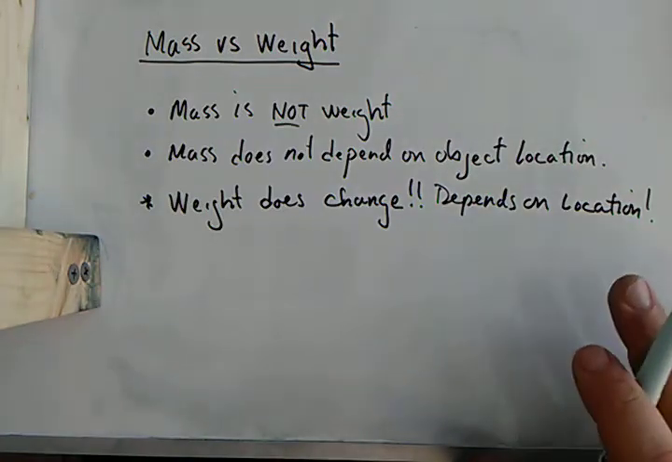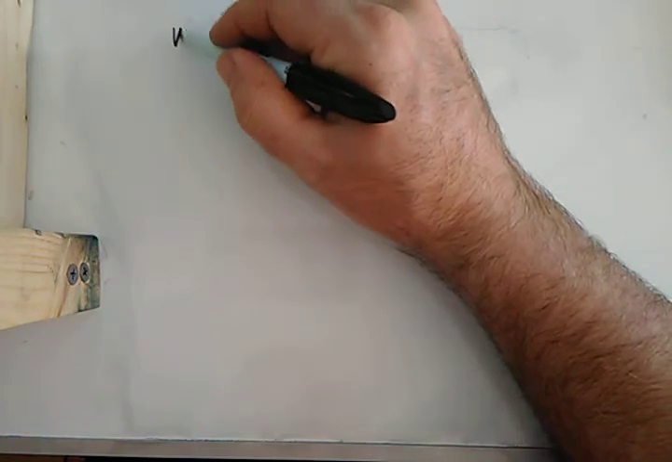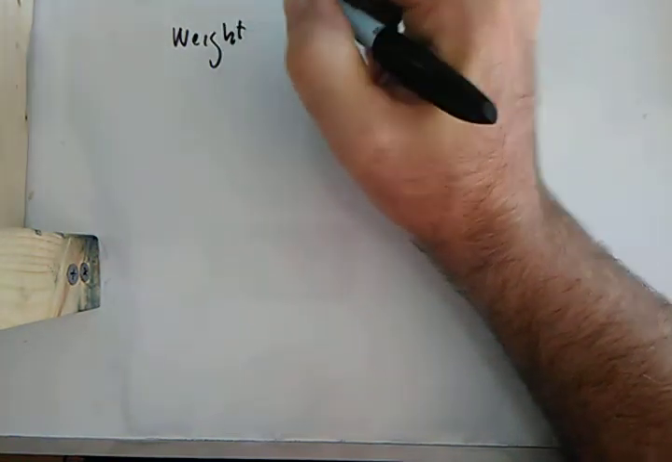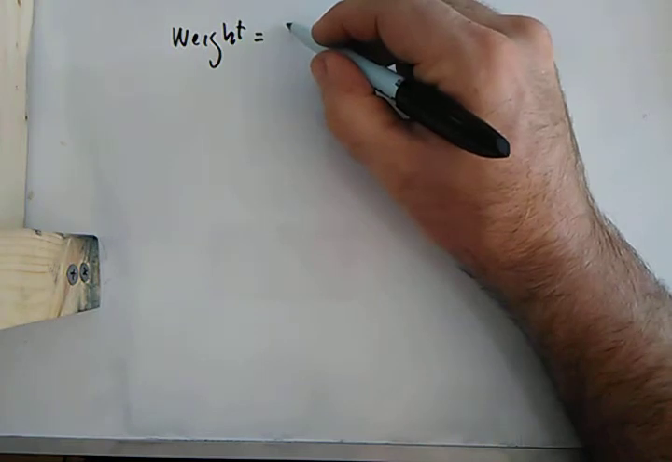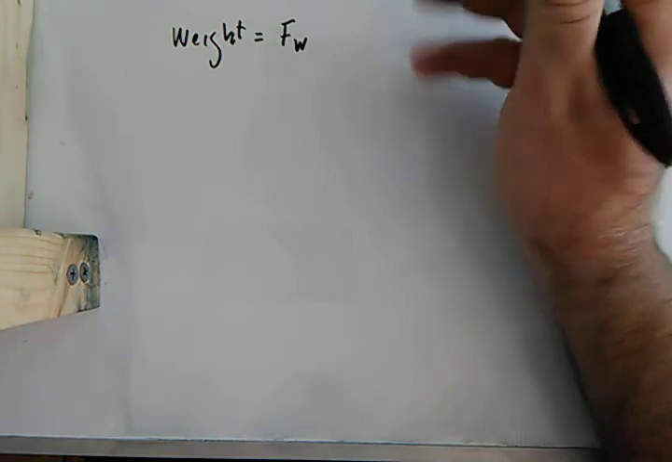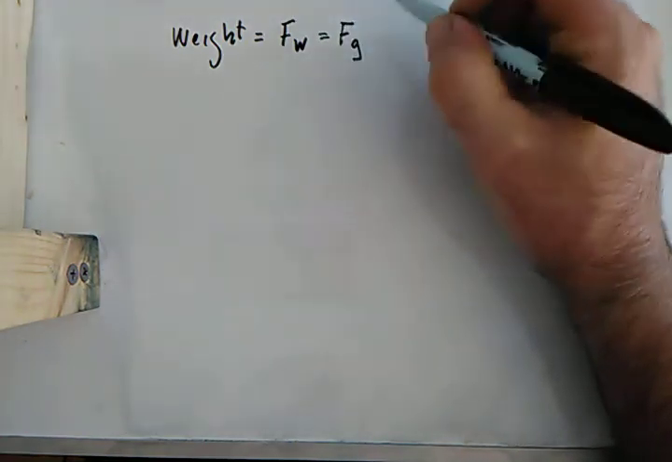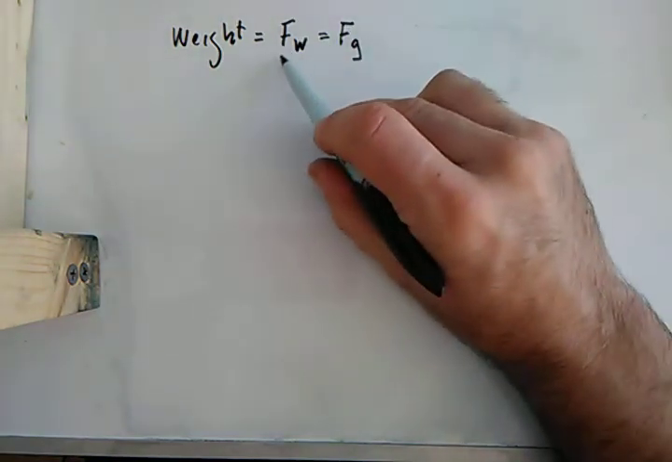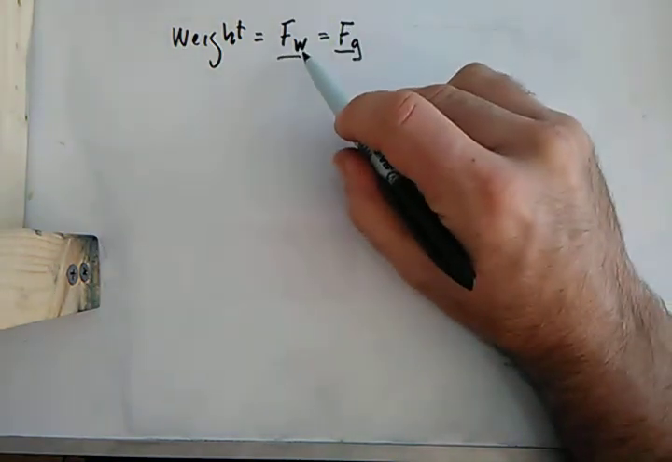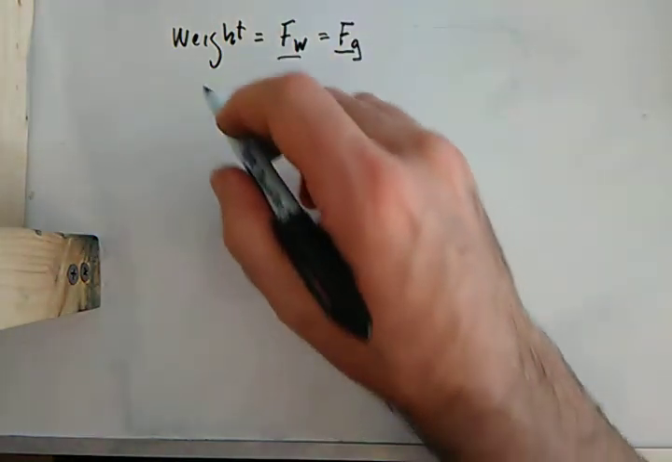Let's just figure out what weight is. Let's look at Earth first, and then we can move on to other celestial objects. Up until this point, I've been calling it F sub W, the force of weight. In the notes, they actually call it the force due to gravity. If you were to use either one of these, F sub W or F sub G, it would be totally fine.